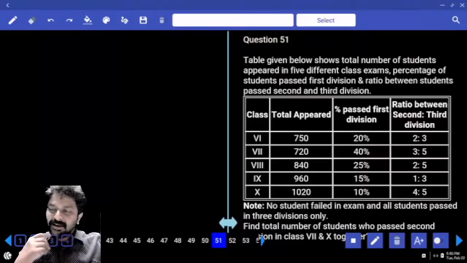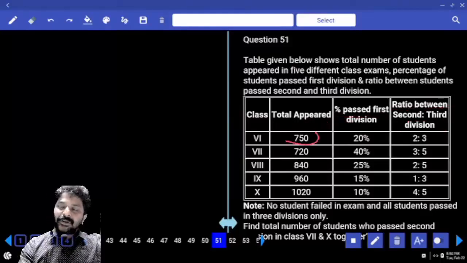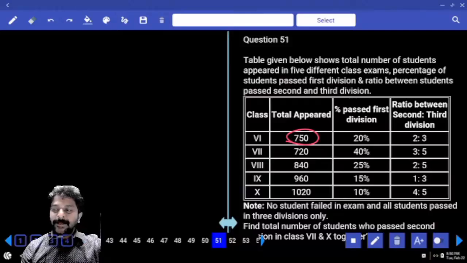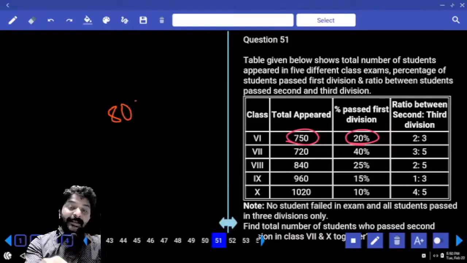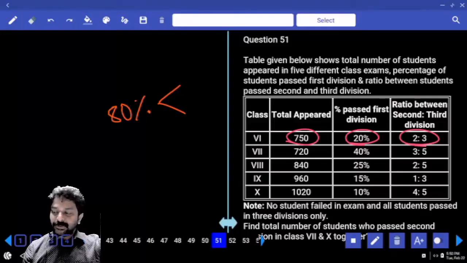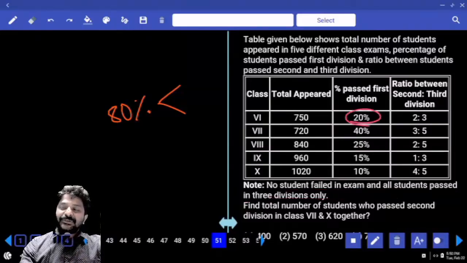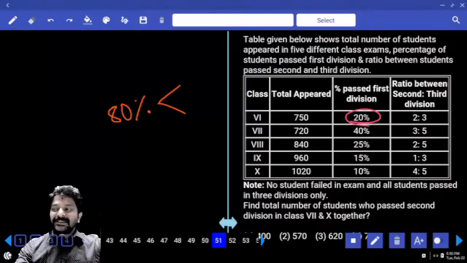So here we have data regarding 5 classes: total appeared students, percentage passed in first division, and the ratio between second and third. See, out of 6th class students 750, 20% are in first class. So the remaining 80% are in second and third division, and that is divided in a 2:3 ratio. There is also one note: no student failed in the exam and all students passed in 3 divisions. So when you subtract 20%, the remaining must be in second division and third division.